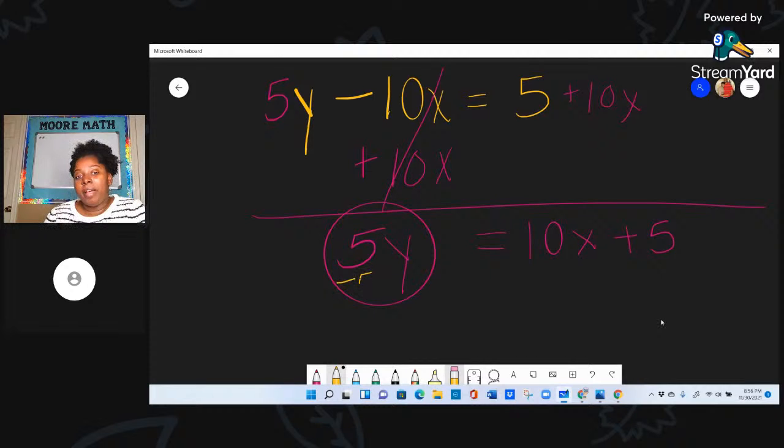If I subtract by 5, is that going to get rid of it? What if this said 5 plus y, then yes, I can subtract. But it's not addition. What is it? Multiplication. So what's the opposite? Division. So you would divide both sides by 5.